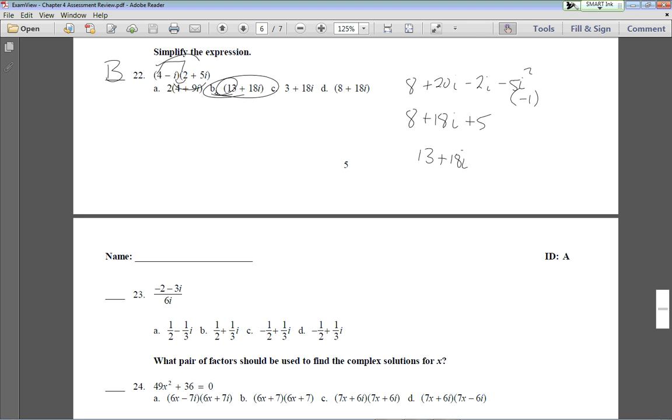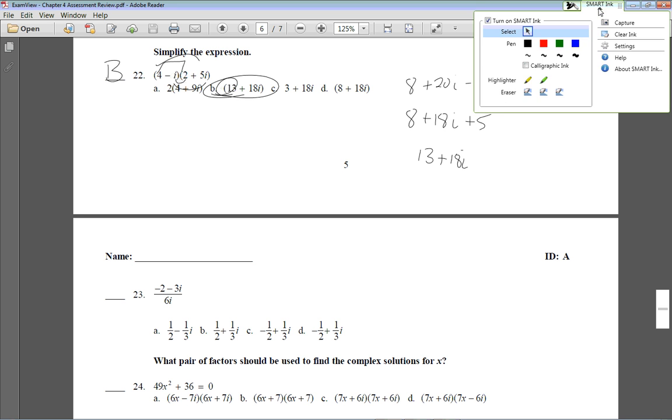And remember, your imaginary term always goes last. It's always a plus bi. Your imaginary term will always go last. All right? So this one is just a simple FOIL. 4 times 2 is 8. 4 times 5i is 20i. Negative i times 2 is negative 2i. Negative i times 5i is negative 5i squared. i squared is negative 1, so that's a plus 5 now. 20 minus 2 is 18, and then that's an 8. The 5 and the 8 is 13, and then you bring down the 18i. That's all there is to imaginary numbers.